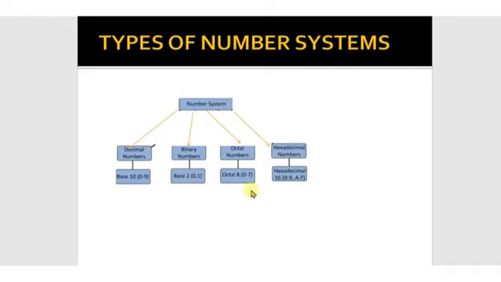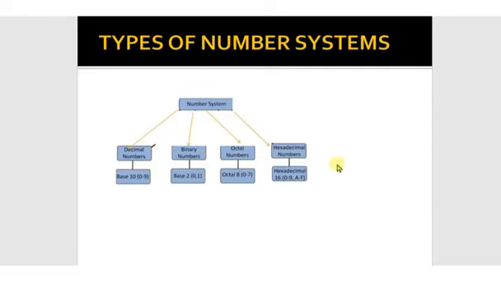Like in octal, the base is 8 but the maximum number in the range is 7, so the range is 0 to 7. And the last one is hexadecimal numbers. In hexadecimal numbers base is 16 and its range is from 0 to 9 and then A to F, where A is for 10, B is for 11, C is for 12, D is for 13, E is for 14 and F is for 15.